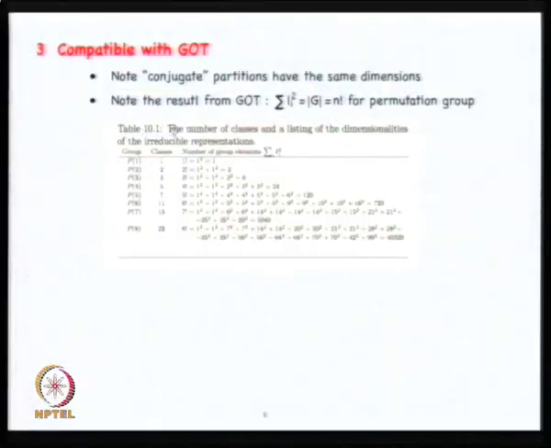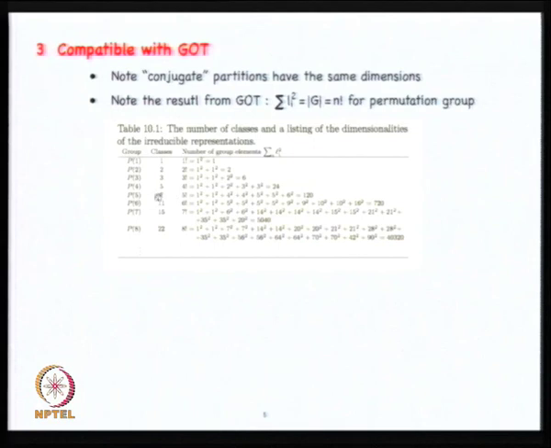So this is a table taken out of the Mildred Dresselhaus book, table 10.1, the number of classes and listing of the dimensionalities for the irreducible representations of various permutation groups from P1 up to P8. We just did this P4, which had 5 conjugacy classes, and one checks that 4 factorial is equal to 1 squared plus 1 squared plus 2 squared plus 3 squared plus 3 squared.